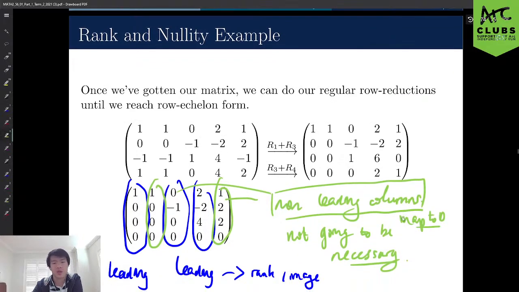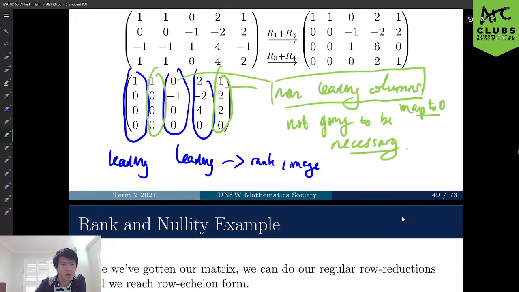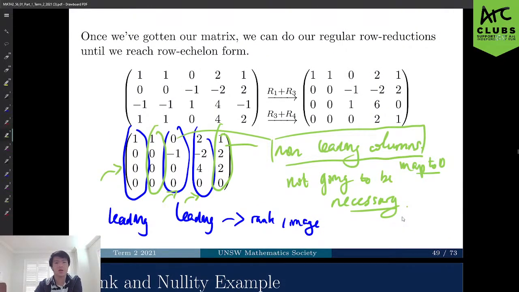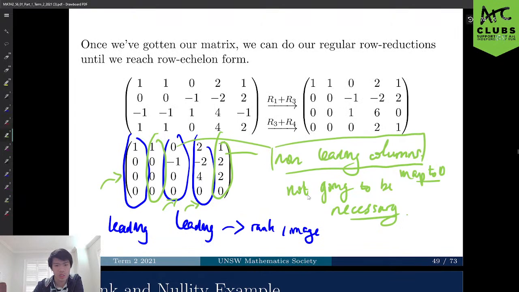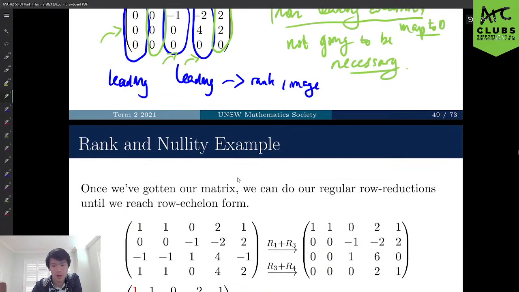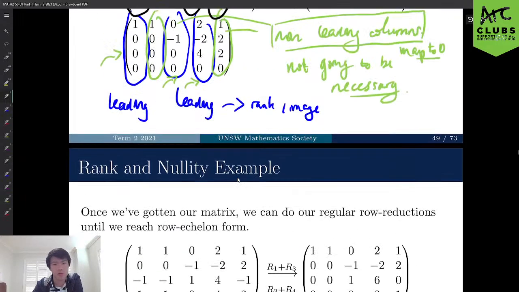Specifically, to find the basis of the image, we'll look at these leading columns, and we'll just pick the first, third, and fourth. But we want to look at the original matrix. So instead of just taking the first, third, and fourth of this last row reduction, we take column number 1, column number 3, column number 4 of our original matrix. So we get this. Rank equals 3, because it has 3 leading columns, and nullity will just be the remaining one.